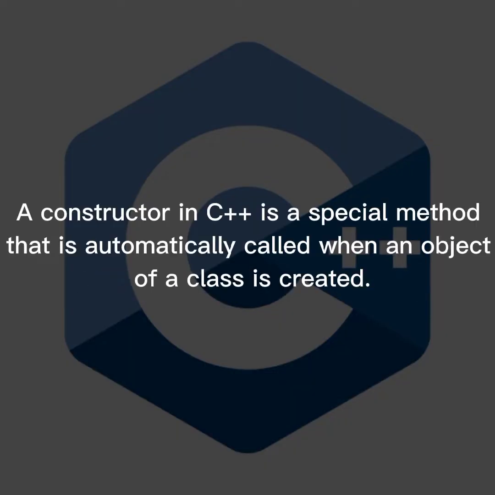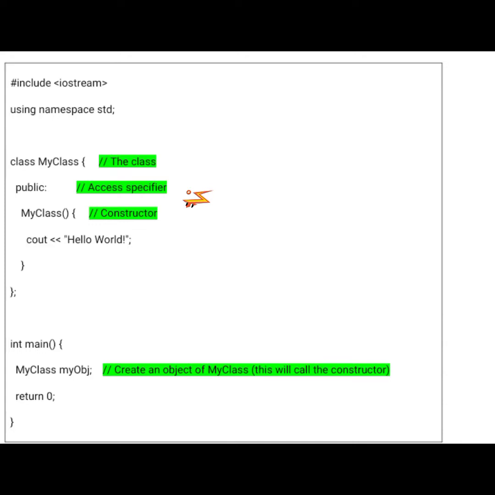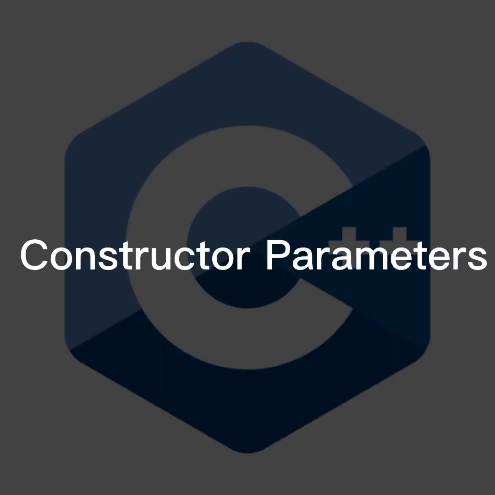Constructors. A constructor in C++ is a special method that is automatically called when an object of a class is created. To create a constructor, use the same name as the class, followed by parentheses. The constructor. Note: the constructor has the same name as the class, it is always public, and it does not have any return value.